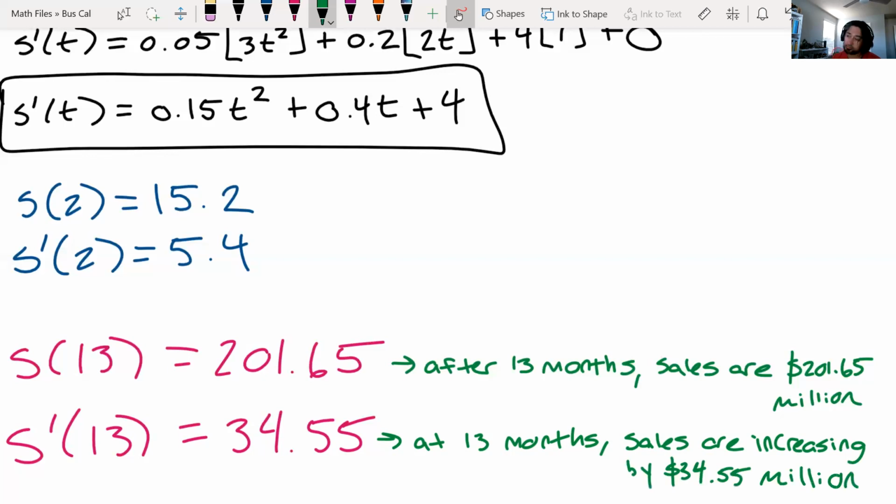Because remember, the derivative finds the slope at exactly 1 point. So what we're saying is that at 13 months, when t is 13, the slope at that exact point is 34.55 million. So this company's sales are that great that at 13 months, their sales are increasing by 34.55 million. Now that must be nice.